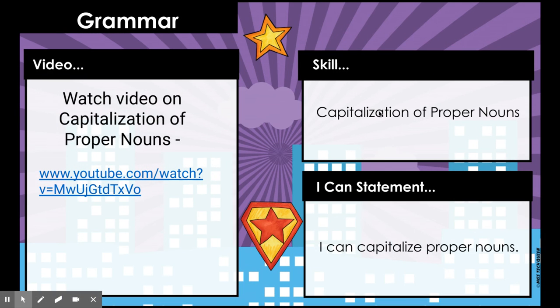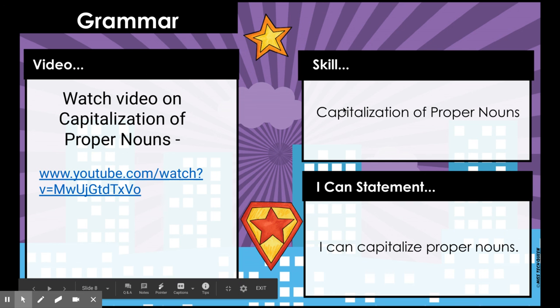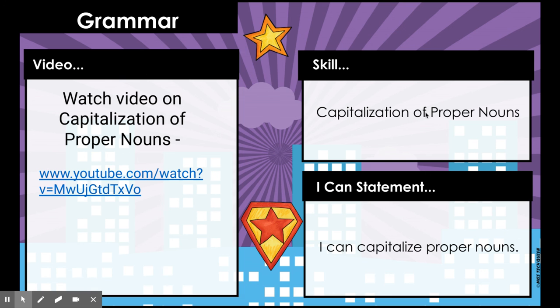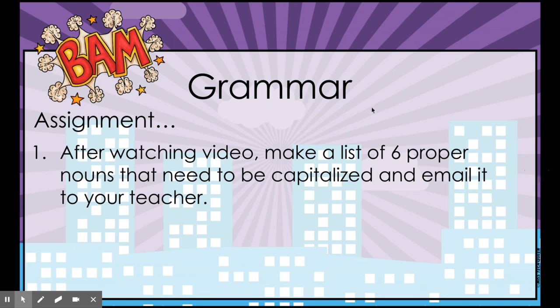Here's a video that you can watch. Here's what we're working on this week. Here's the I can statement. That way, as long as you have the video and the skill, if there are things at home that you can practice with them, you know what we're doing in the subject areas. So that is why I have the video, the skill, and the I can on one page, and then their specific assignment on the second page.